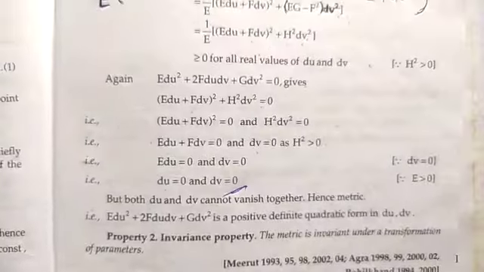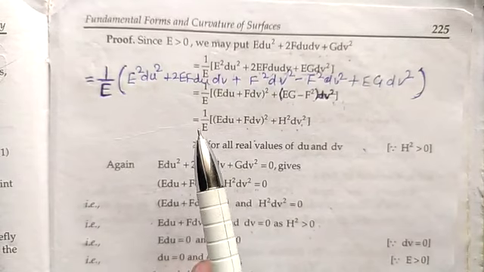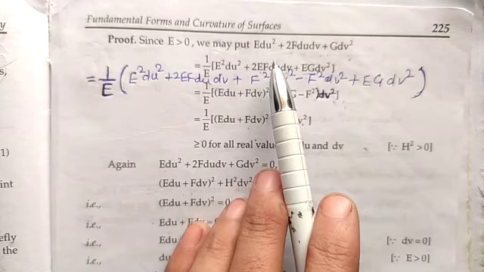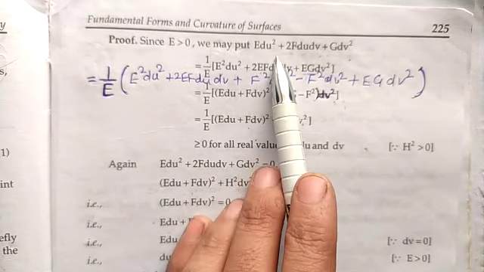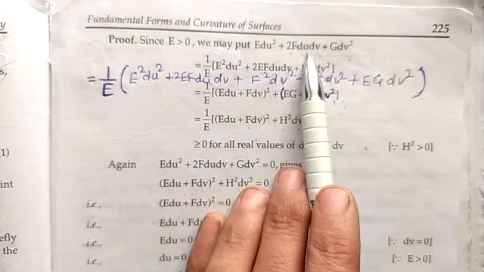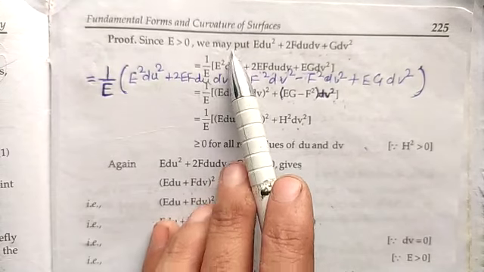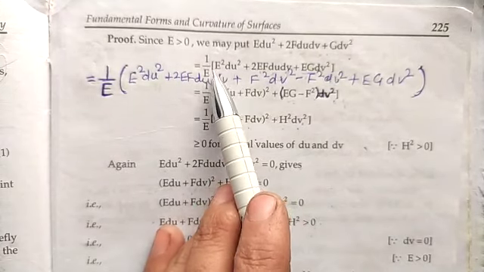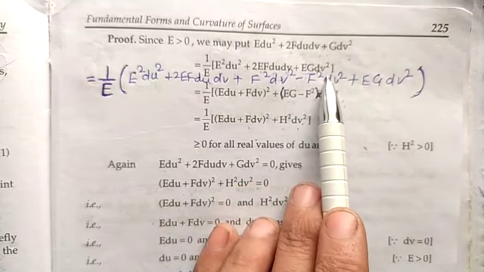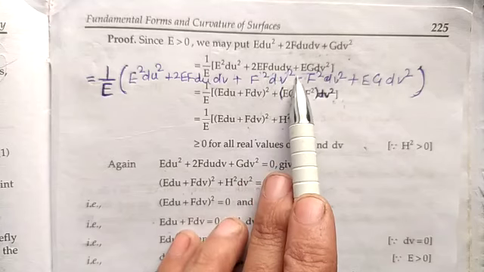So we will prove that the first fundamental form, which is also called the metric, is a positive definite quadratic form. Now the first fundamental form is given by E du square plus 2F du dv plus G dv square. We can write this expression by multiplying and dividing by E. So we get 1 by E, and inside the brackets, multiplying by E, we get E square du square plus 2EF du dv plus EG dv square.